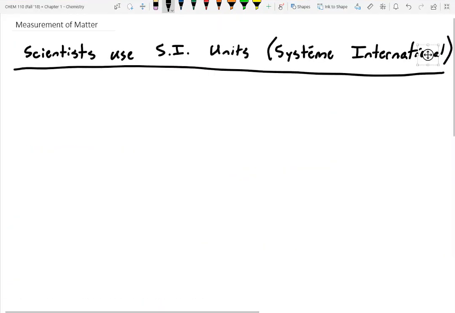All right, so we said that international scientists got together and they said we need to have some sort of standardized system for measuring things in science. And let's make a list of physical properties.